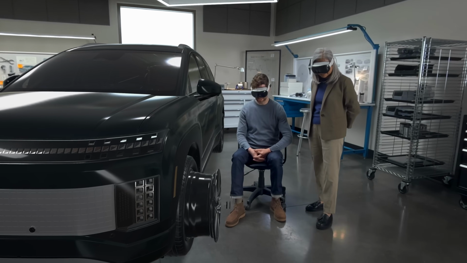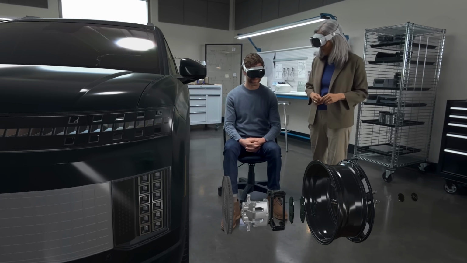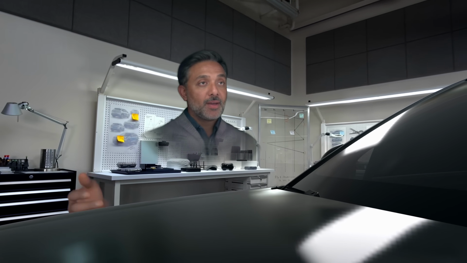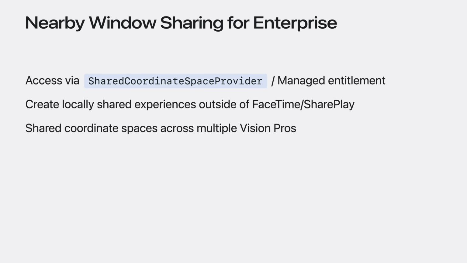And for enterprises that do not use FaceTime and SharePlay today, they can now create locally shared experiences leveraging their own infrastructure. Via the Shared Coordinate Space Provider API in ARKit, using Managed Entitlements, you can now request access to the underlying data co-locating people within the same physical space, enabling use cases like collaborative design and review.